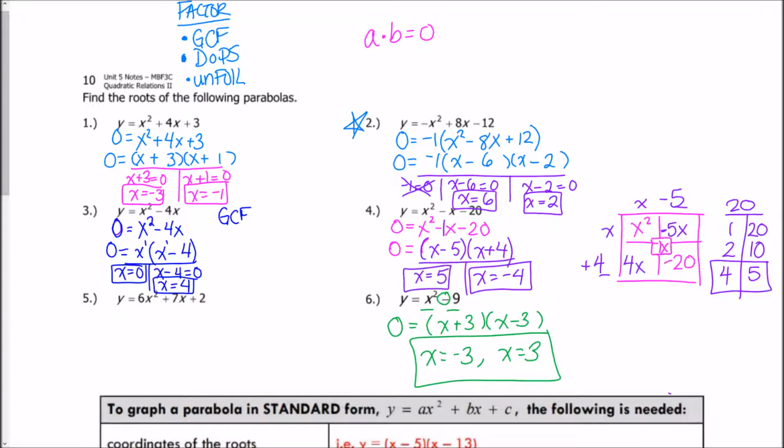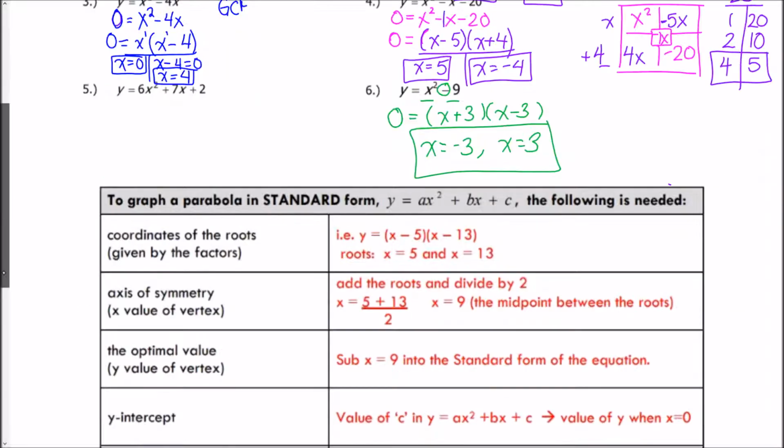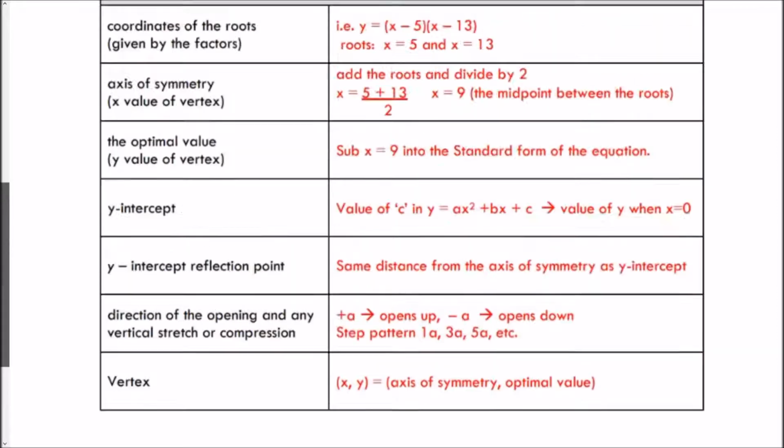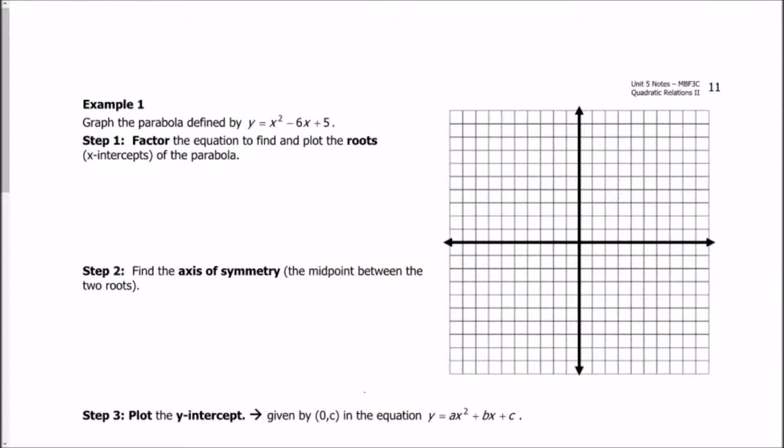Okay? So now, to graph a parabola in standard form, the following is needed. This is everything that we talked about the other day in class. So here's a summary of everything that you need right here. So let's go ahead and apply it to the next question. I'm not going to actually go through and read this to you guys because you guys know how to read. Okay? So let's take a look at what we have here. It says graph the parabola defined by this equation right here.